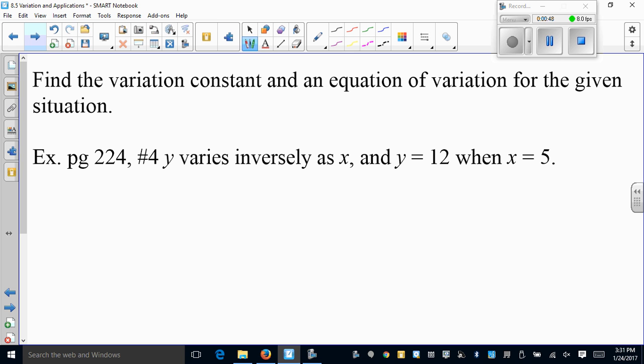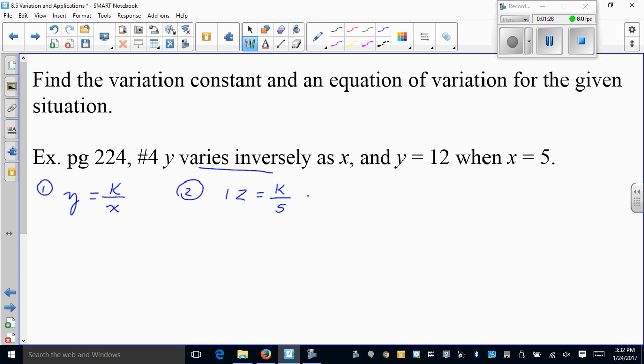Okay, so the first one: find the variation constant and an equation for a variation for the given situation. I will be looking for three things on this. First, that you identify what this means: y varies inversely tells us that y equals some value k over x. That's the first thing I look for. Second thing, substitute in your known values. So y is 12, k over x, x is 5.